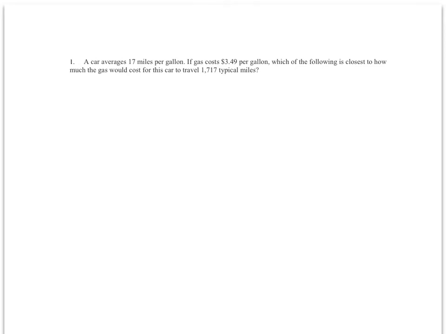Number 1, a car averages 17 miles per gallon. If gas costs $3.49 per gallon, which of the following is closest to how much the gas would cost for this car to travel 1,717 miles? Well, you first need to figure out how many gallons of gas you're going to use.